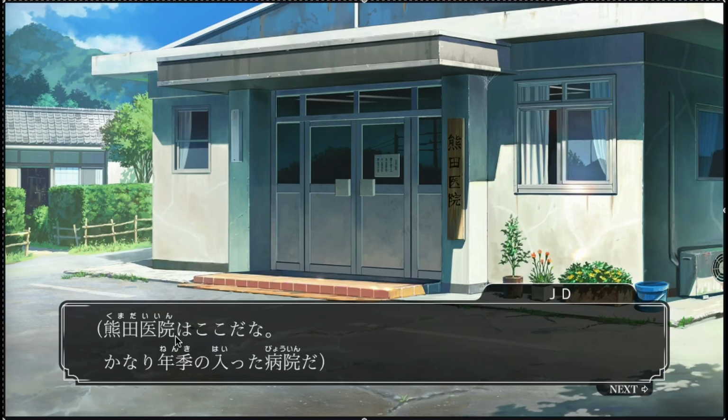熊田委員はここだな。かなり年季の入った病院だ。 Okay, so here is the Kumada Inn. Kanari, I guess Kanari is considerably, fairly, quite, rather, yeah. Nenki, we've seen that before, so we see the years and the season. So kind of like very long time.